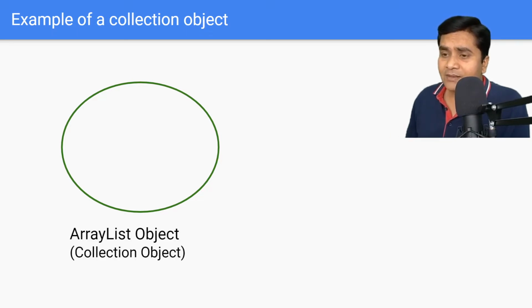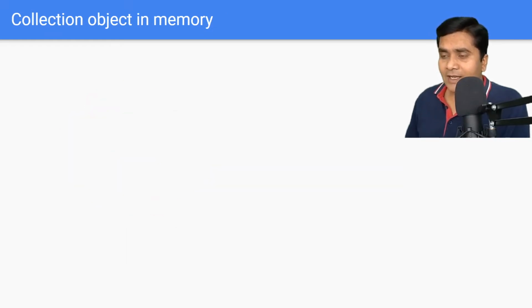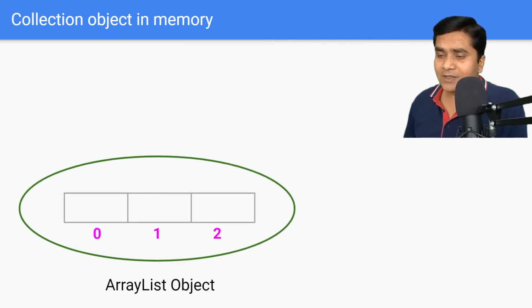Let's say we have this ArrayList as the collection object. The collection object contains three objects: string, employee and integer. In the actual scenario inside the heap memory, the objects do not live inside another object. They are actually created separately inside the memory. So the actual scenario is something like this.